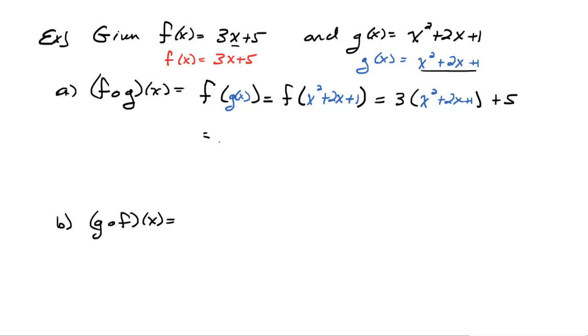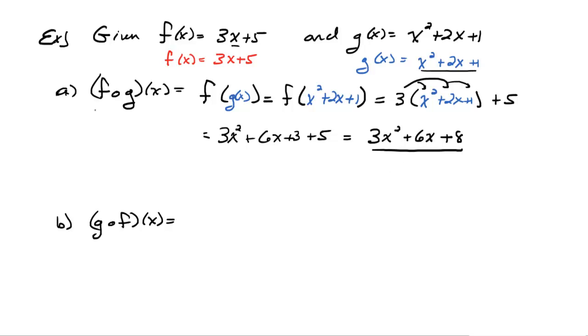And this will give us 3x squared. We have to distribute the 3 to all 3 terms, so plus 6x plus 3, still plus 5 at the end. That gives us 3x squared plus 6x plus 8. That will be our composition of f composed of g, f of g. A lot of times you might hear the terms f of g and g of f. They apply to this formal practice of how to determine the composition of two functions.